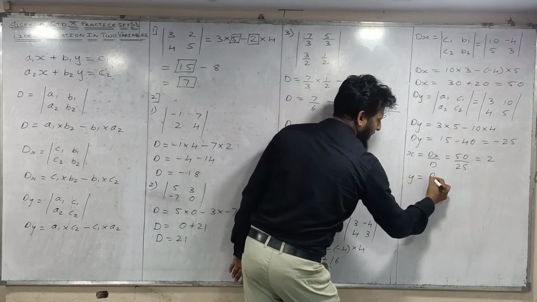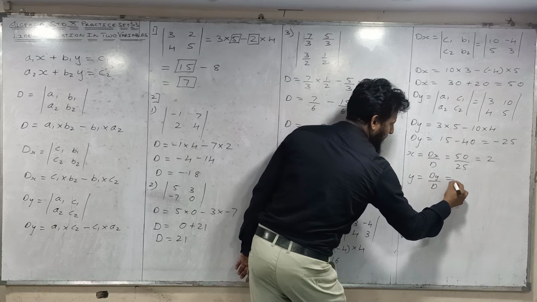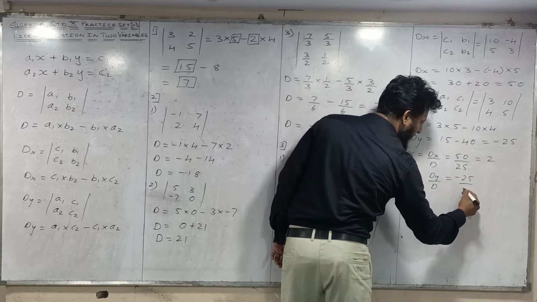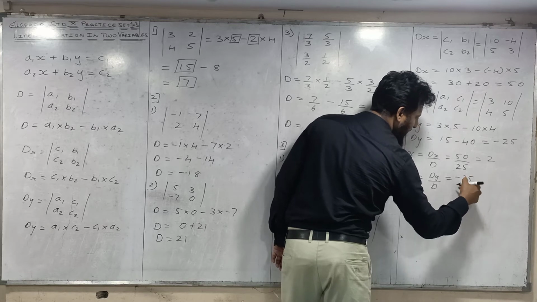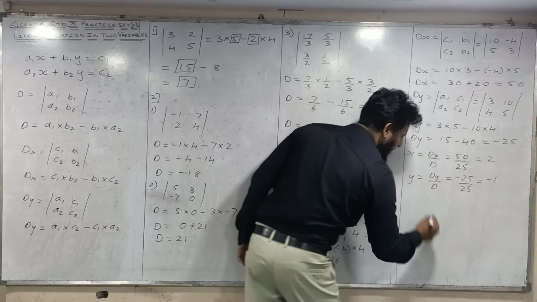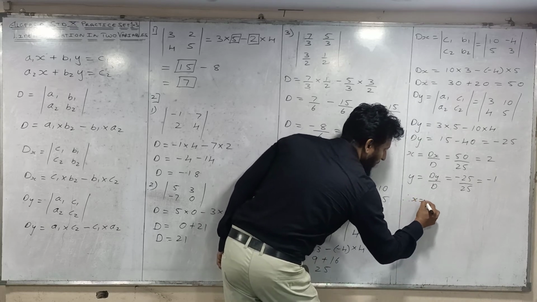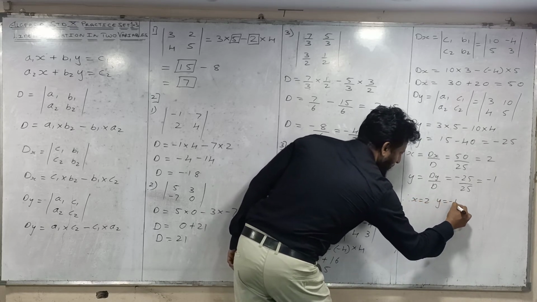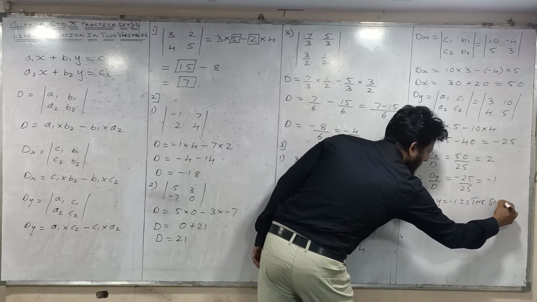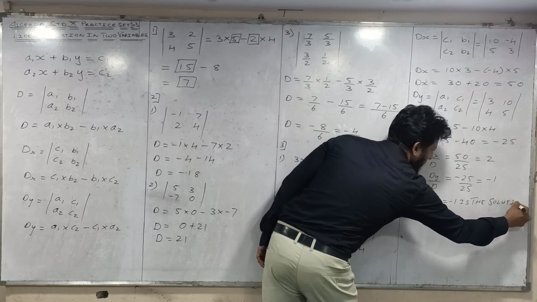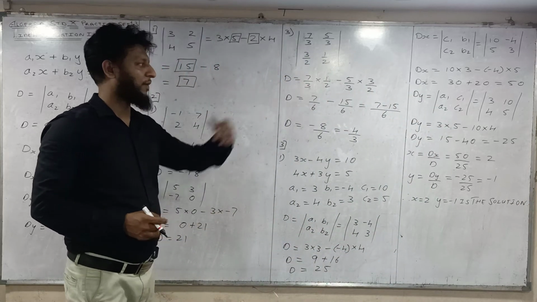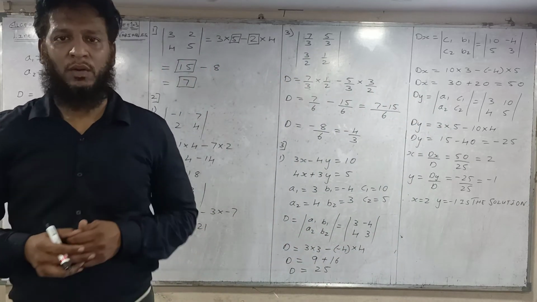Then y is determinant y upon d, dy is minus 25 and d is 25. 25 ones are 25. Here is the minus sign, therefore minus 1. Therefore x is equal to 2, y is equal to minus 1 is the solution. So the first sum is finished. Now the second sum. Here we find out the values of x and y.